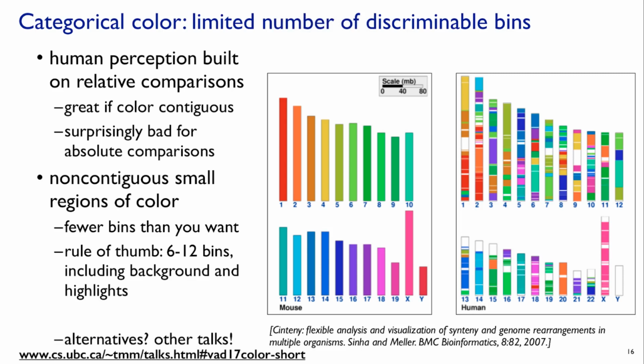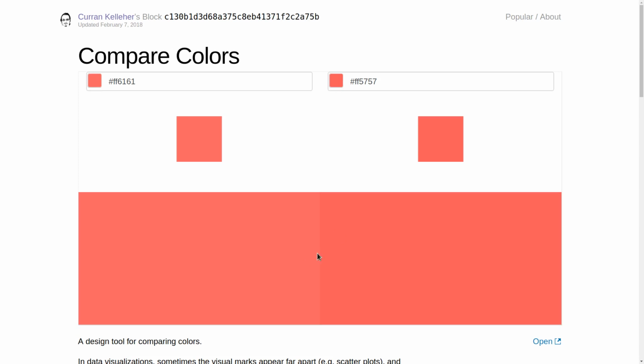That's because human perception is built on relative comparisons. It's great if color is contiguous, meaning if the colors share a border like this, that means that they're contiguous. If they're contiguous right next to each other, it's a lot easier to tell the difference between two adjacent shapes in terms of their color.